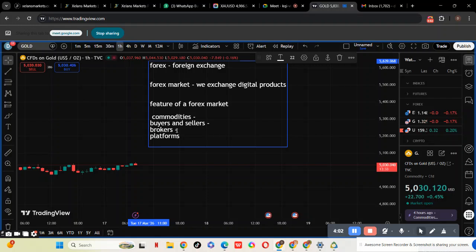When you look at the commodities, the items that you can trade in our forex market, we have currencies and currency pairs. Currency pairs include a combination of two currencies. What are currencies? Someone tell me the currency that you use in Kenya. Kenyan shillings. Okay.